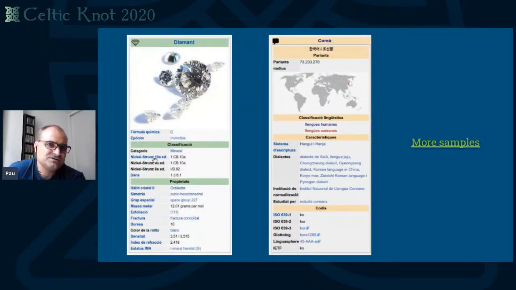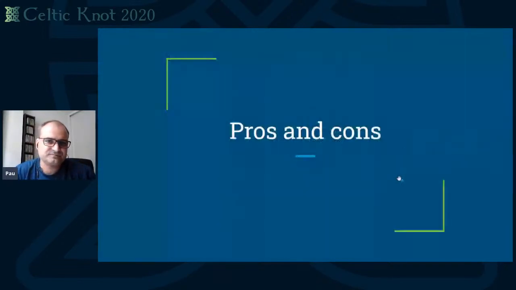Here we have more samples. We have a mineral, which is the diamond. This is only Wikidata imported, only with Wikidata data. And this is the Korean. This is the language, which is Infobox language, as you can see by the icon. And this is Infobox mineral, as you can see by the icon. You have more samples here. If you want to click, you can go there. And we have some more samples.